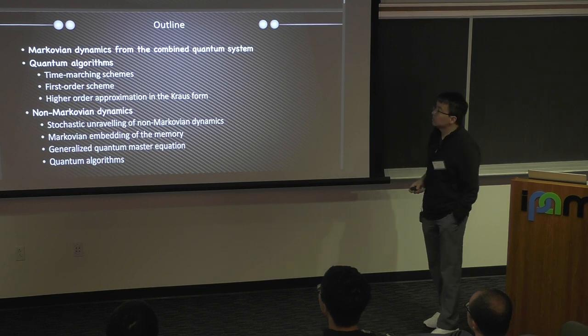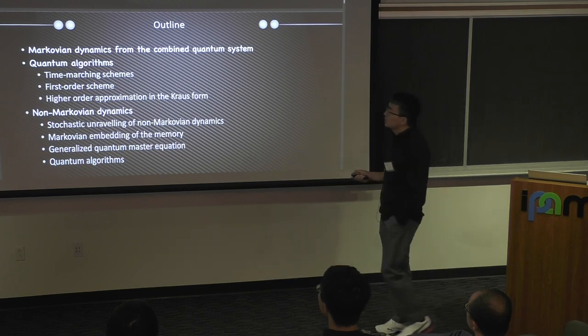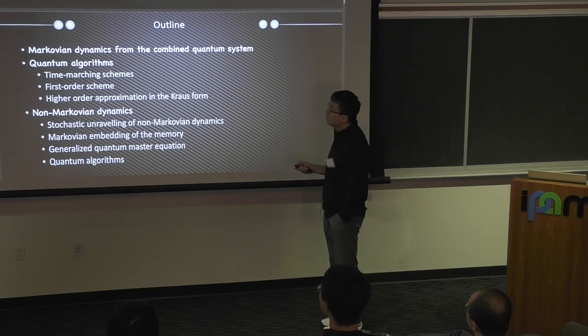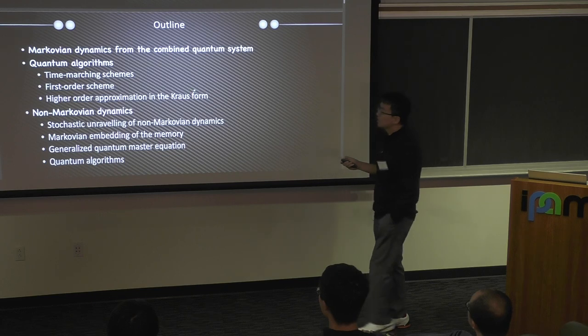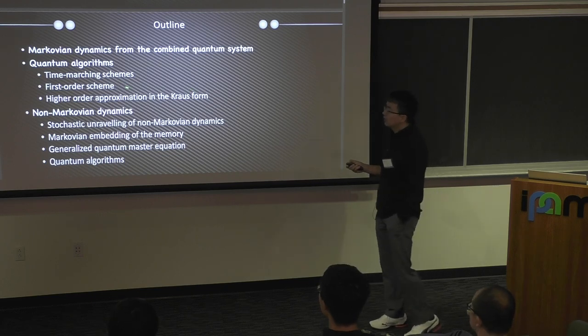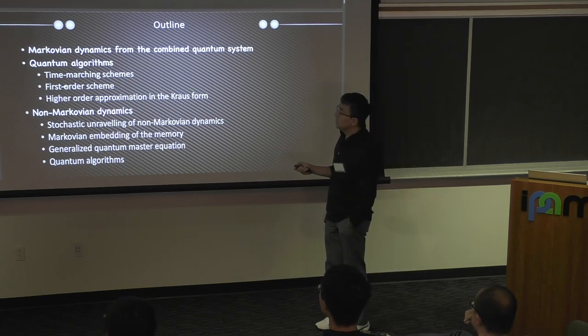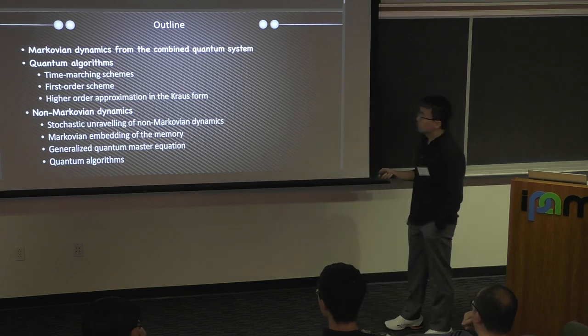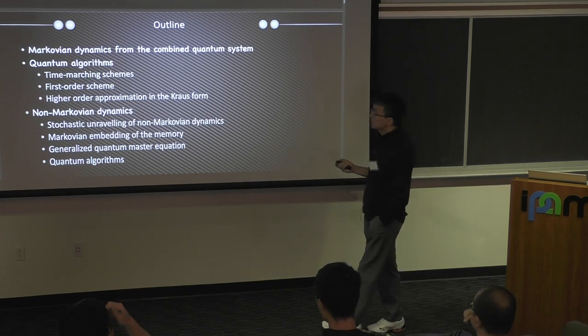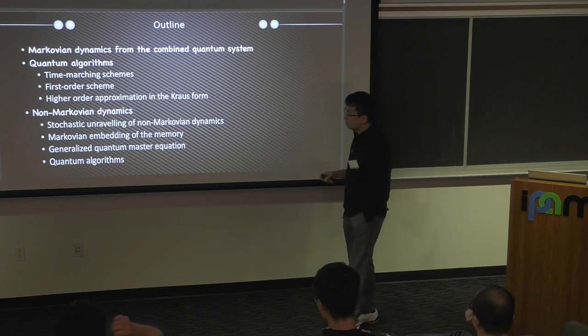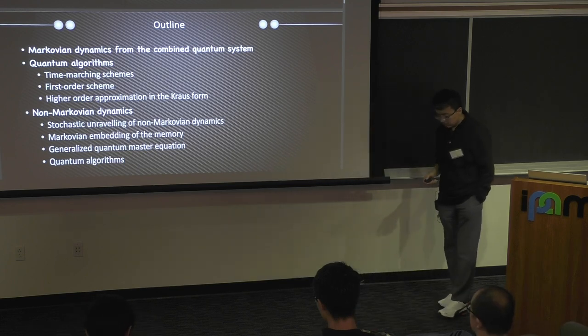And then I'll talk about the quantum algorithms. I think this has been mentioned in previous talks. I'll talk about a first order scheme first. This is an illustration to see how you can construct a quantum channel representation of the Lindblad equation. And then I'm going to talk about how to come up with the high order methods so that you can reduce the overall complexity.